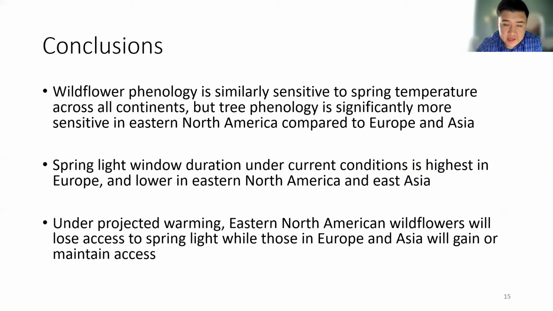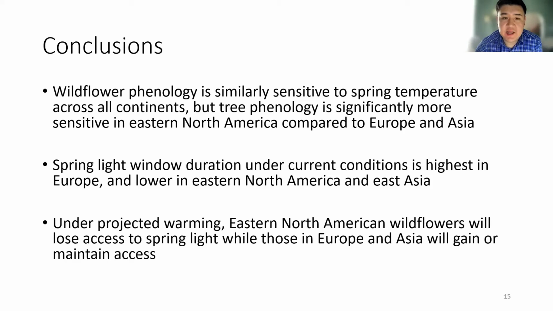So just to throw up the conclusions really fast, this is a really short talk, but we see that wildflower phenology is similar among the continents. Tree phenology is significantly more sensitive in Eastern North America compared to in Europe and Asia. And we see that this results in differences in what we expect in the future in terms of how light availability is going to change in temperate forests on these three continents. Specifically, under projected warming, Eastern North American wildflowers will lose access to spring light, while those in Europe and Asia will gain or maintain access to that critical resource.